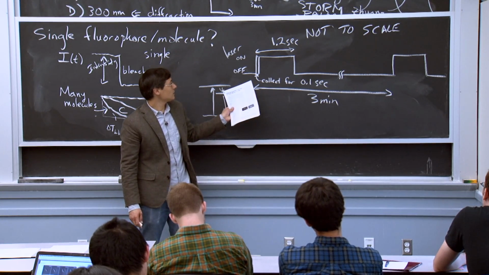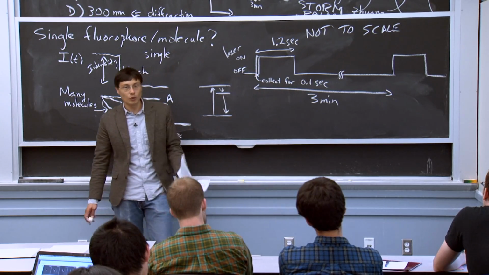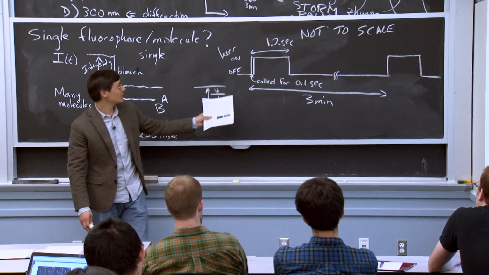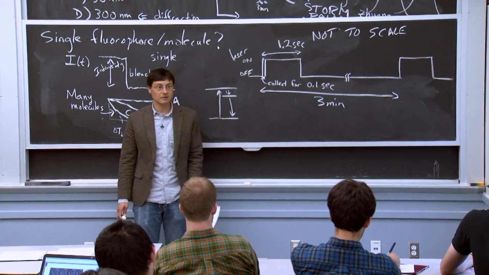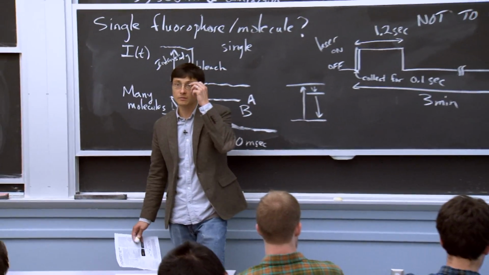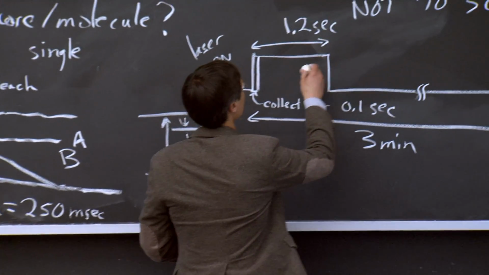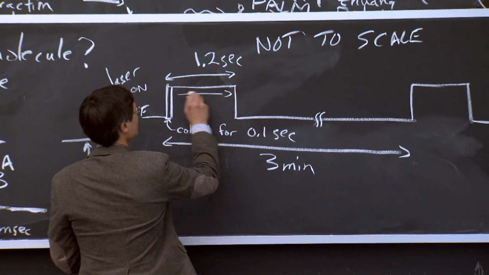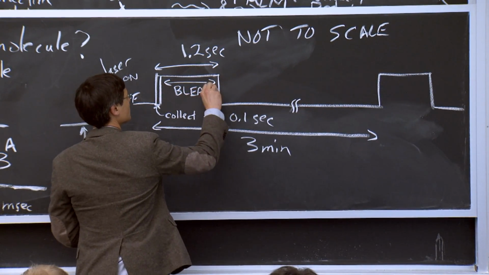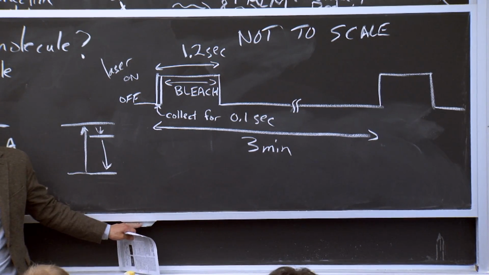Can somebody tell us why they might want to shine more light on the sample than they need to? They're not going to analyze that data. Right, so this is an intentional bleaching step. This part here is to bleach, and we'll see that this is actually essential for the way that they're collecting their data.